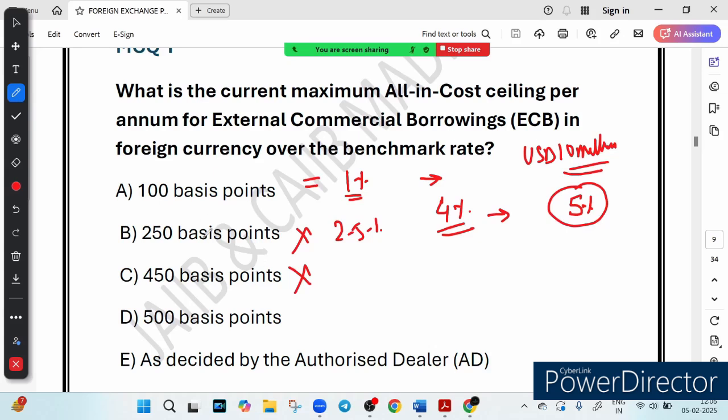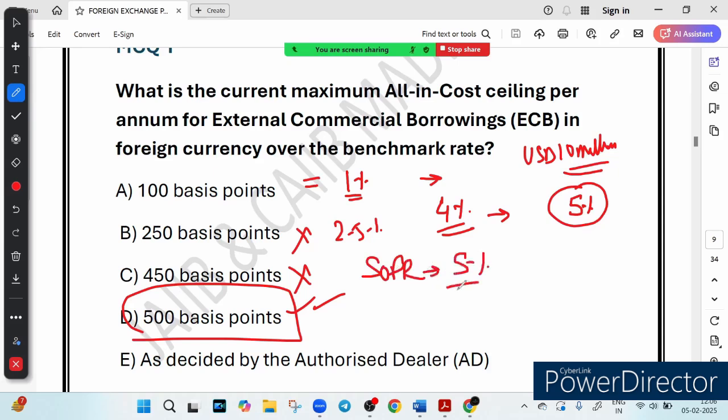Option D says 500 basis points. Yes, this is correct, right? As per RBI guidelines, the all-in cost ceiling for foreign currency ECB is 500 BPS above the benchmark rate. So this limit helps balance affordability for the borrower and attracts foreign lenders. Let's take an example. Suppose the SOFR benchmark rate is 5%. Then under the 500 BPS ceiling, an Indian company can borrow at a maximum rate of 10%. How does 10% come? 5% is the benchmark plus 5% is the extra, right? So 10%. So RBI allows a maximum ceiling of 500 BPS for foreign currency ECB.